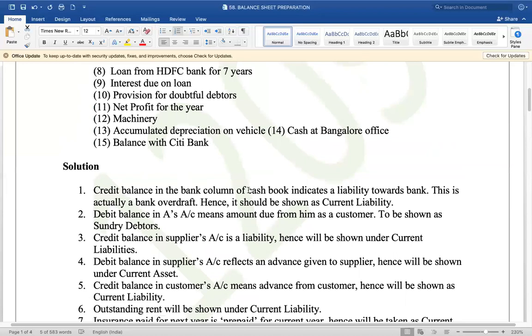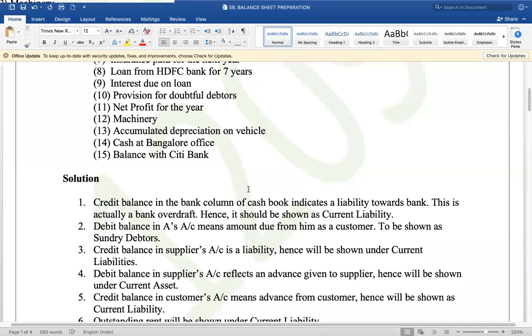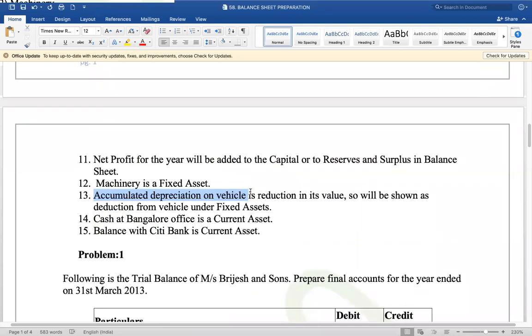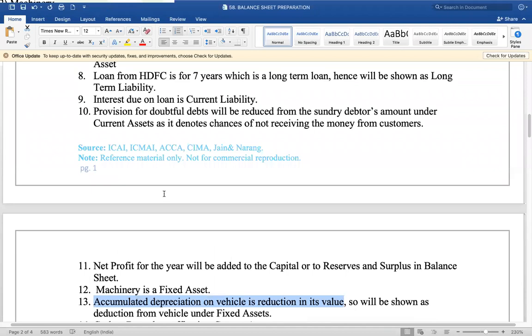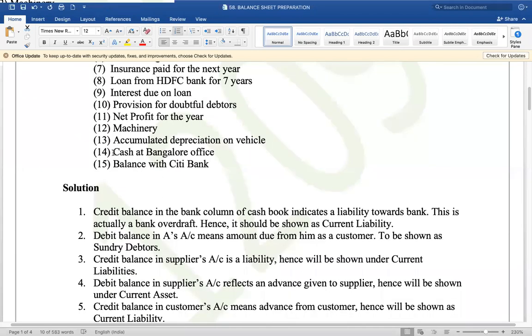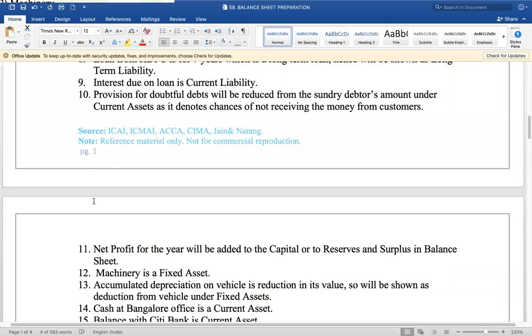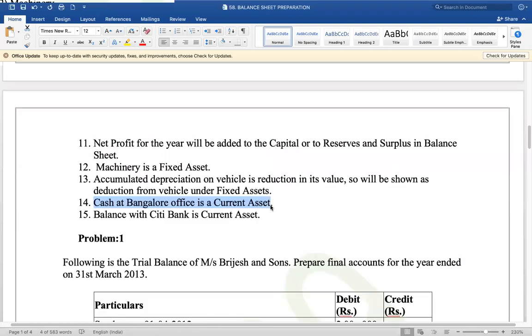This is a deduction. Which item is this? 13th. It is to be deducted from the vehicle value. It is to be reduced from the value of the vehicle. Next is cash at Bangalore office. It's a cash balance asset. Cash balance is an asset. Which asset? Current asset.